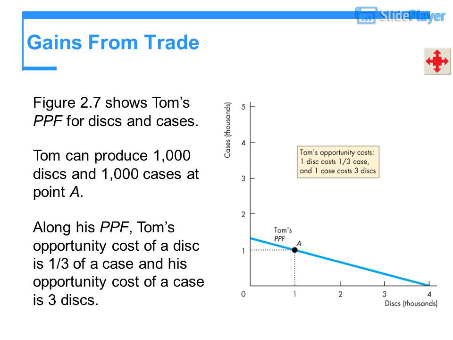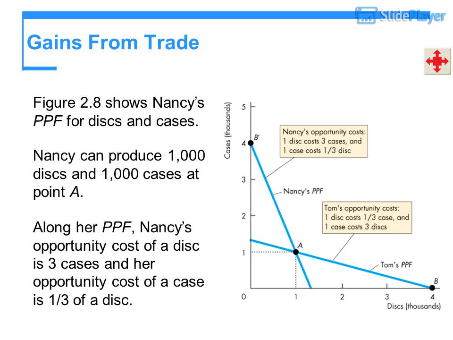Tom can produce 1,000 discs and 1,000 cases at point A. Along his PPF, Tom's opportunity cost of a disc is 1/3 of a case and his opportunity cost of a case is 3 discs.